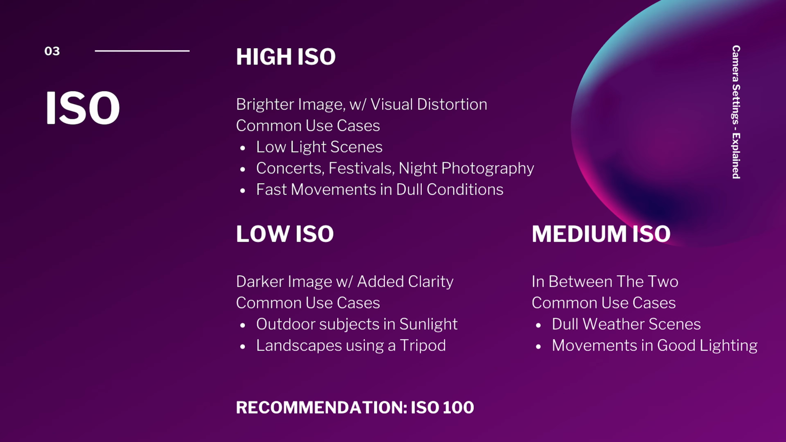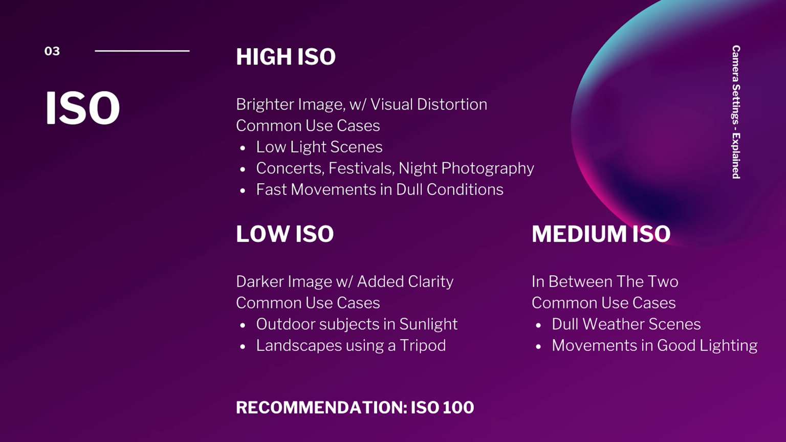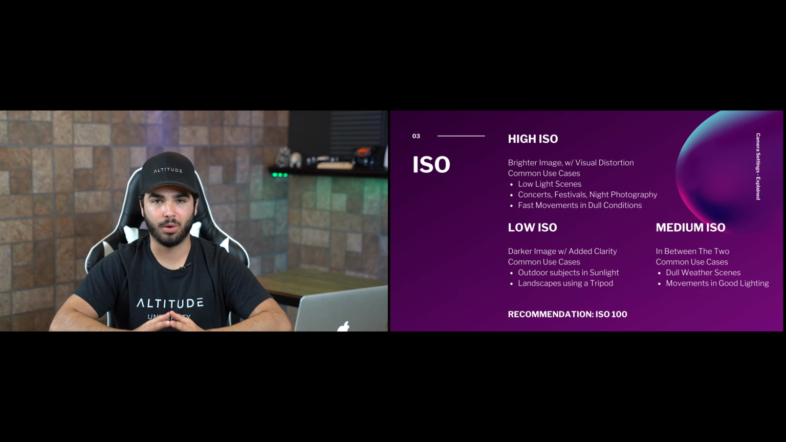When you have a low ISO, there's going to be less light being detected in the sensor, which allows for a darker image with added clarity. Some common use cases for low ISO would be outdoor subjects in sunlight, landscapes or indoor static subjects, potentially using a tripod, and you're going to want to use it when maximum image quality is required.